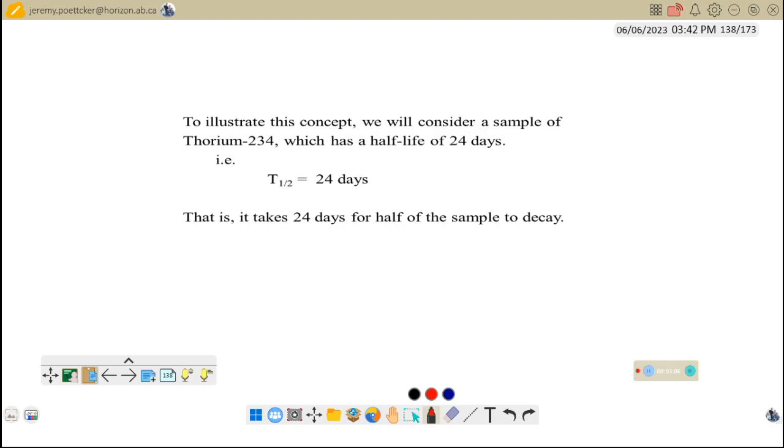So think about thorium-234, half-life of 24 days. T1/2 is 24 days. That means in 24 days, half of it's going to be gone. Now we have to think carefully, because you might be tempted to go, oh, 24 days, half of it's gone, that means 48 days, it's all gone. But no. Let's look at a picture.